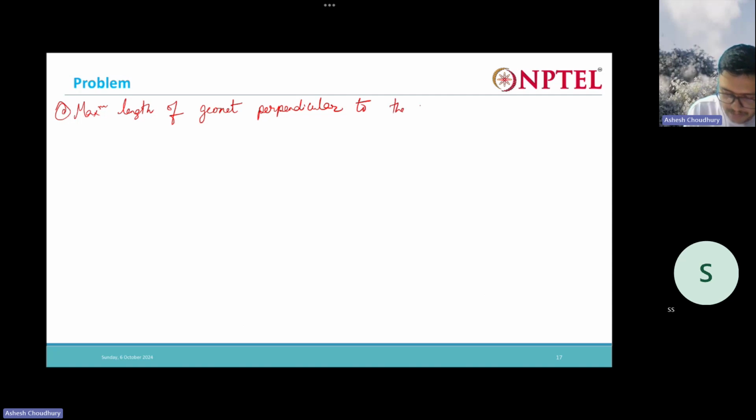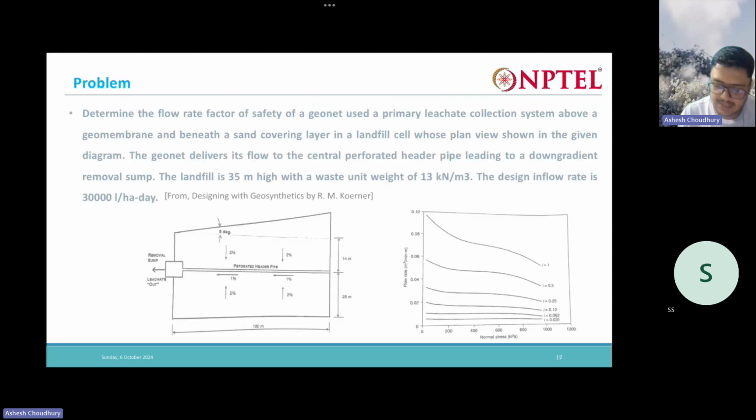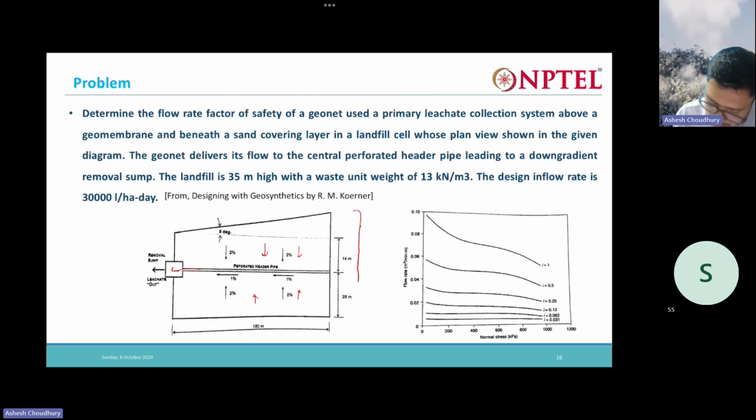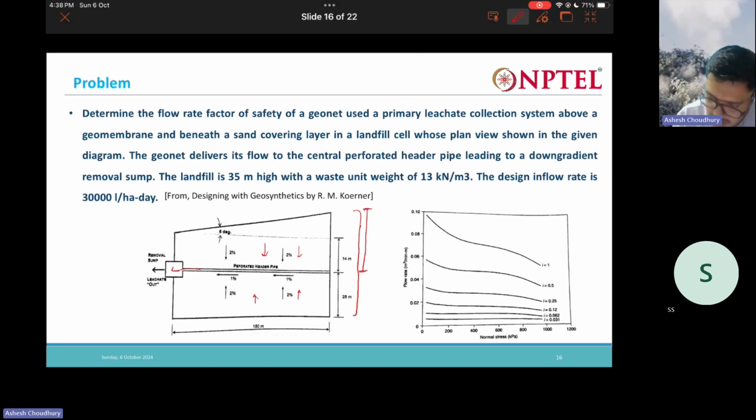perpendicular to the central drainage pipe is LH. So this length, this is the maximum length, right? So this one, not this one.